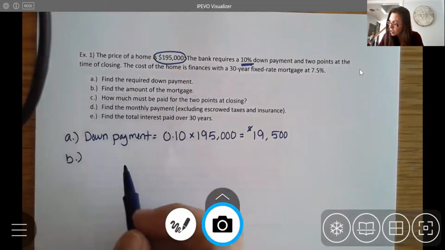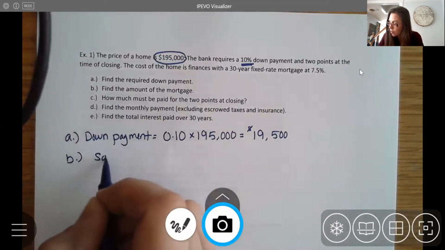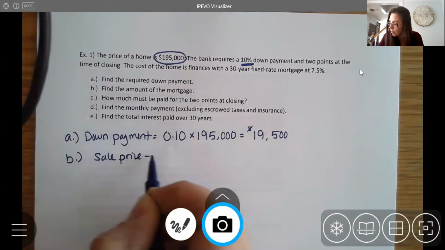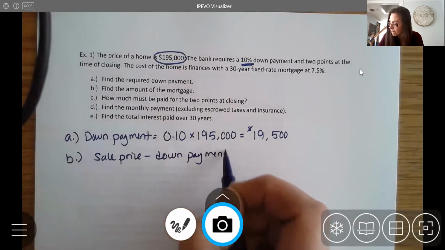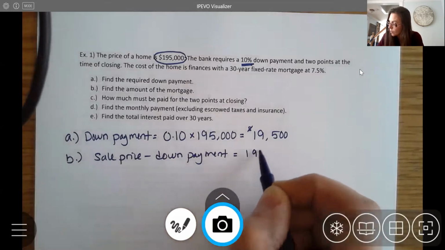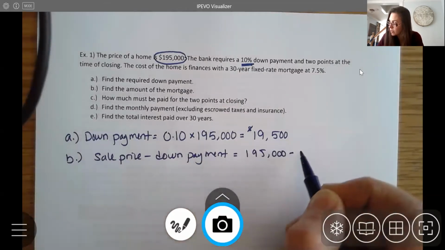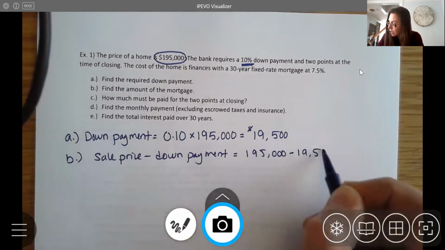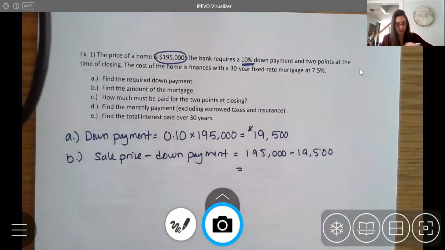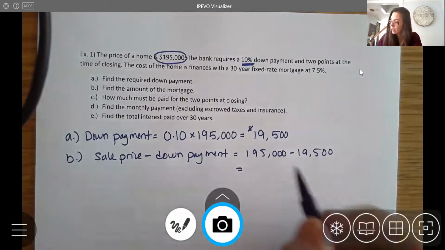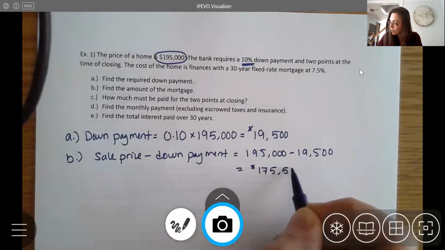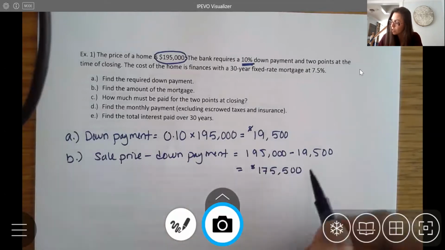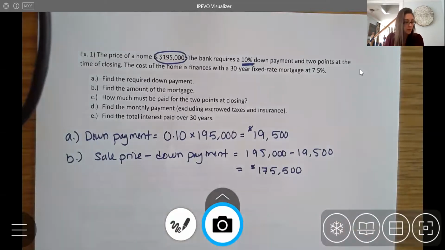So the amount of the mortgage then is going to be the sale price minus the down payment. So your sale price is $195,000. That's how much you're going to buy the house for. And you're going to put down that $19,500 in cash. So like, you know, you have it in the bank. It's not going on the loan. So your loan amount or your mortgage amount is going to be the $175,500.